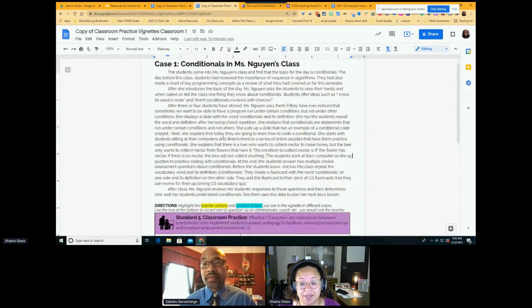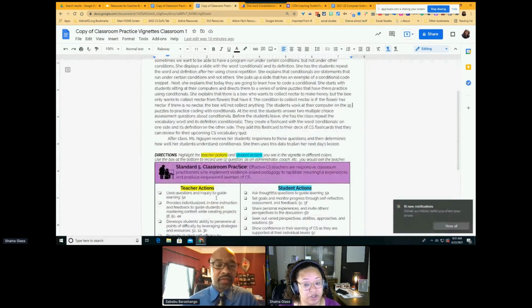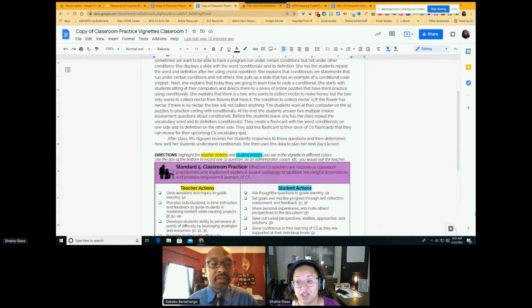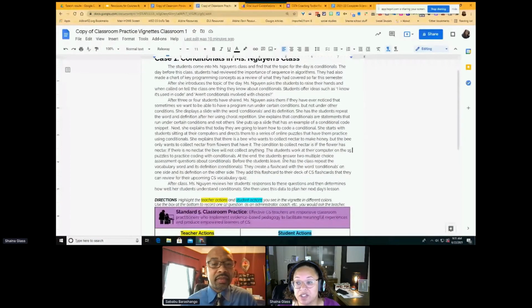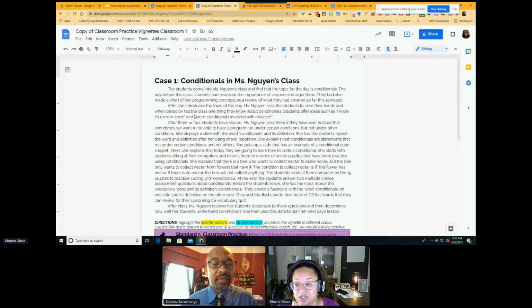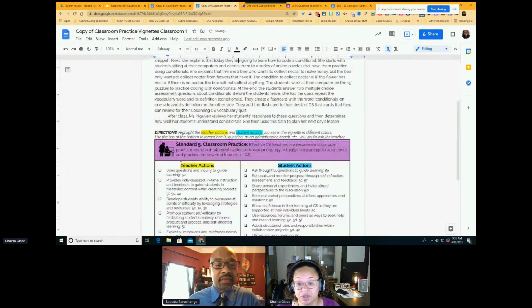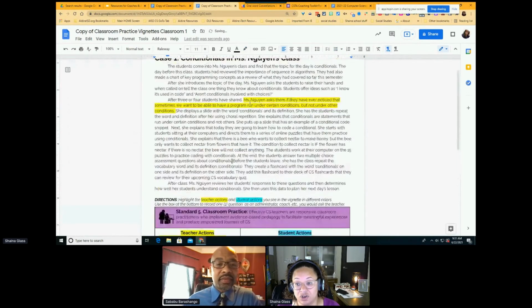Let's say it says uses questions and inquiry to guide learning. You would come up to the area where she may be asking questions. Here they say that she asked them right here. So then I would highlight that in yellow, because this is the teacher action.